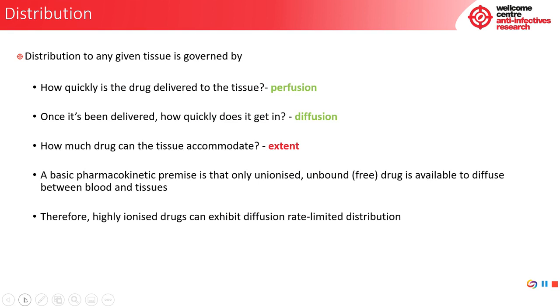Distribution to any given tissue is governed by how quickly the drug is delivered to the tissue. This is the perfusion rate. And once it's been delivered, how quickly does it get in? This is the diffusion rate. And how much of the drug can the tissue accommodate? This is the extent of diffusion. A basic pharmacokinetic premise is that only the unionized, unbound free drug is available to diffuse between blood and tissues. Therefore, highly ionized drugs can exhibit diffusion rate limited distribution.